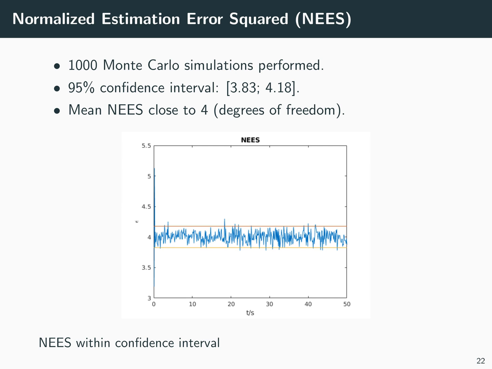Finally, we assess the normalized estimation error squared, or NEES, to validate the accuracy of our simulation. We performed 1,000 Monte Carlo simulations and established a 95% confidence interval ranging from 3.83 to 4.18. The NEES values remain within this confidence interval, and the mean NEES is close to 4, which corresponds to the degrees of freedom of our state space system. This indicates that our state estimates are statistically consistent and reliable.